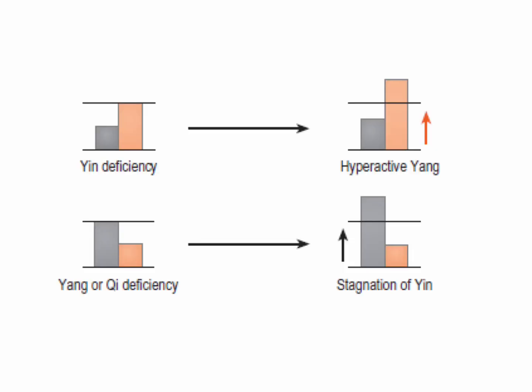The changes are always predictable because a chronic yin deficient state can only lead to yang increase from time to time and vice versa.